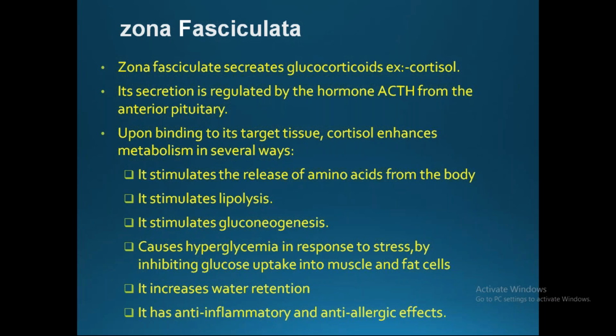And coming to the next point, see that it causes hyperglycemia in response to stress. It increases water retention. It has high anti-inflammatory and anti-allergic effects. Okay. So see, when you see these last three functions, imagine a normal cortisol level maintains these three essential functions. So if there is excess of cortisol, what will happen? There is excess hyperglycemia, that is diabetes. There is excess water retention, that is hypertension, and there are excess anti-inflammatory and anti-allergic effects leading to immunosuppression.